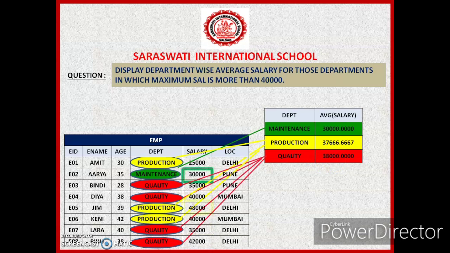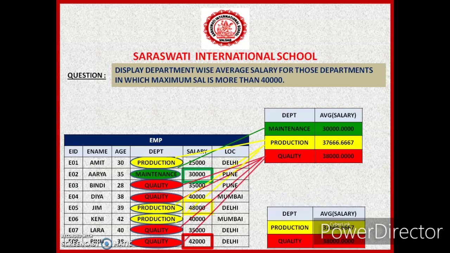Now, these are the maximum salary values in each department. In maintenance department, maximum salary value is 30,000. In production department, maximum salary value is 48,000 and in quality department, maximum salary value is 42,000. Now students, according to the question, only those departments should be displayed in which maximum salary is more than 40,000. So here only production and quality groups will be displayed. See.